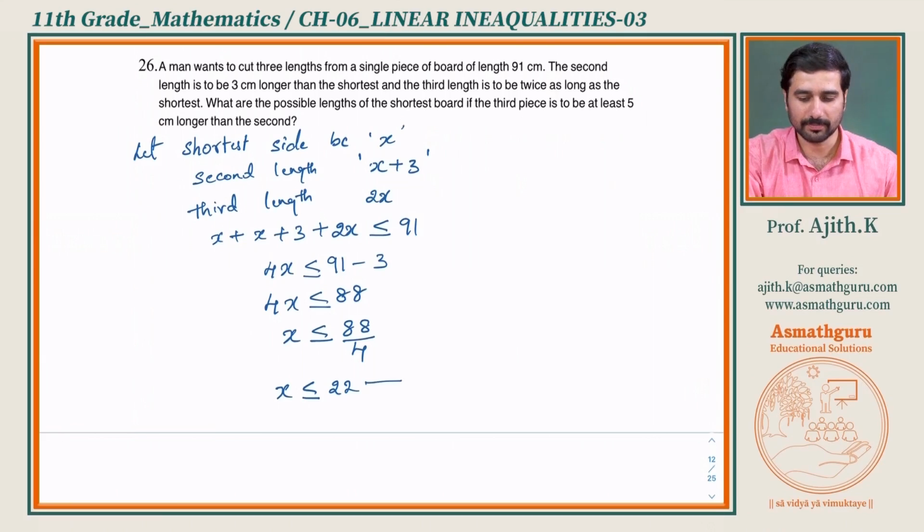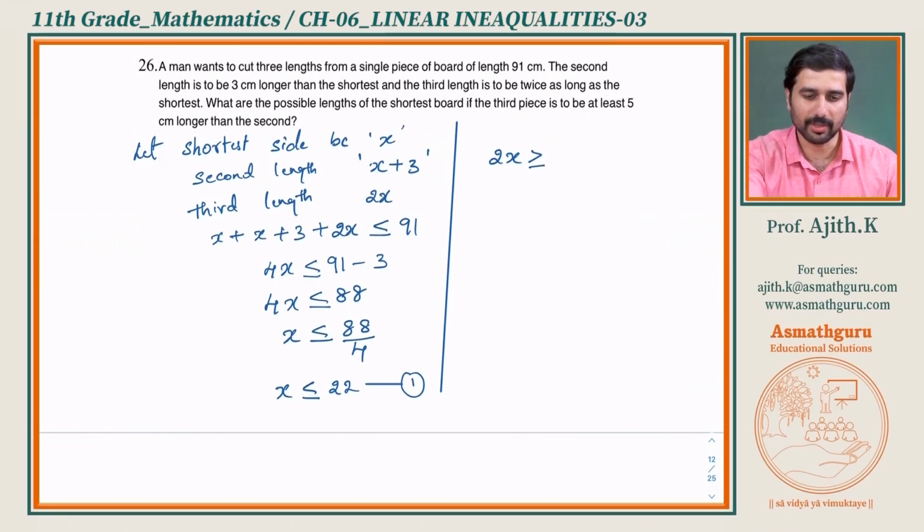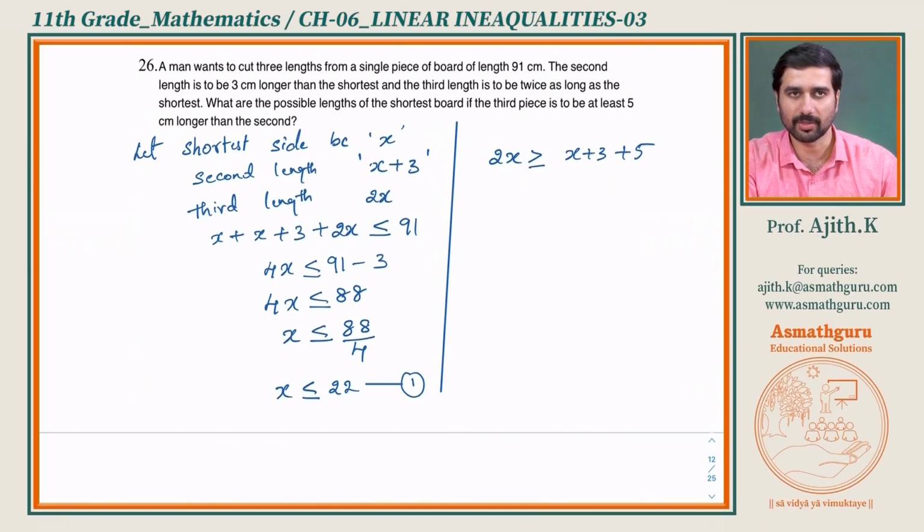So I'll call this equation 1. And we have the next condition. That is, what are the possible lengths of the shortest board if the third piece is to be at least 5 cm longer than the second. So the third piece, which is 2x, is to be at least, that is greater than or equal to, 5 cm longer than the second. So I'll take x plus 3 plus 5.